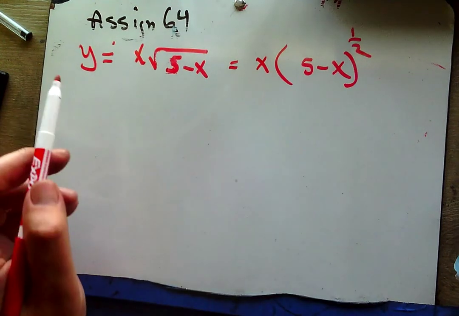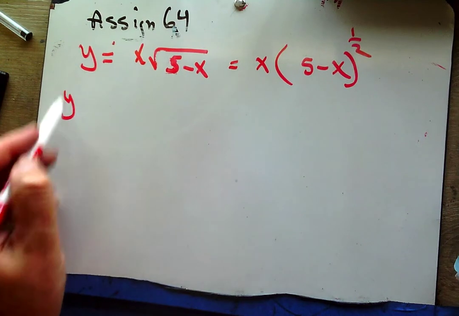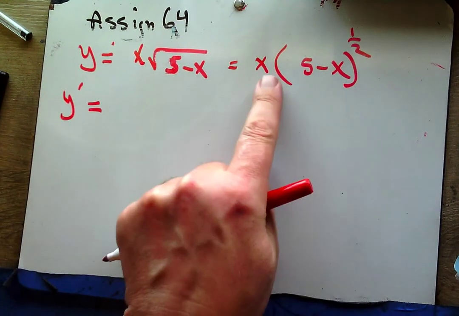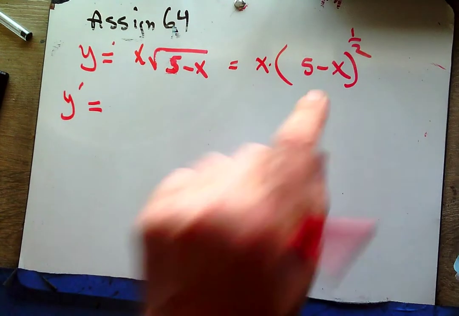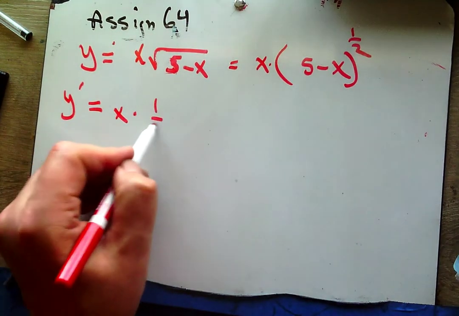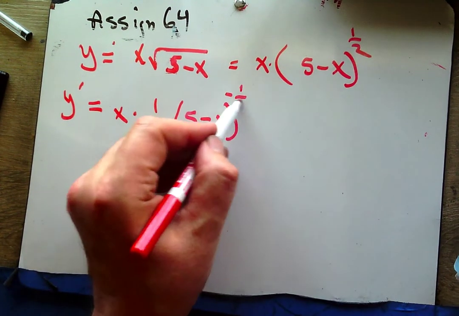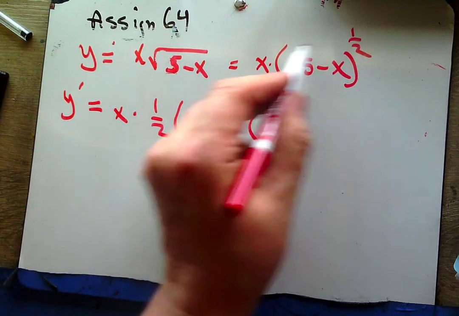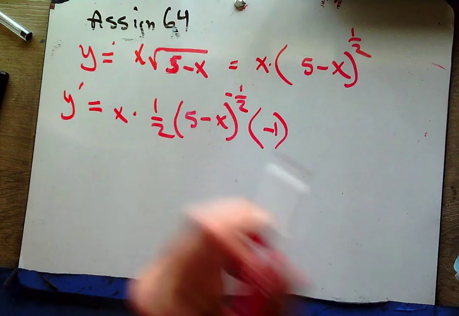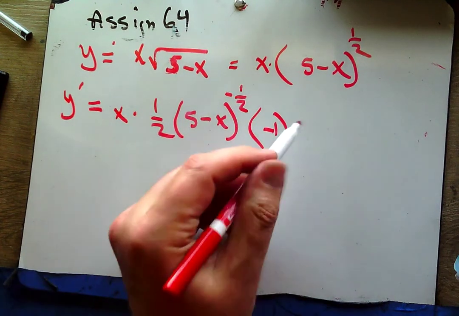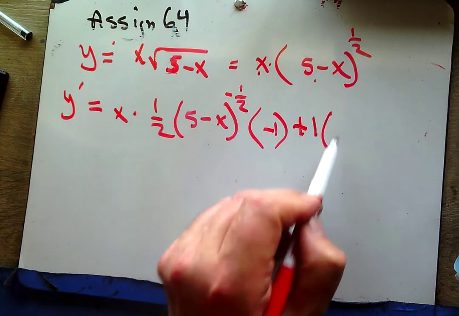So, in order to figure out increasing or decreasing and maxes and mins, I need y prime. That's the derivative of this product. So this times the derivative of that. You get x times 1/2 (5 minus x), don't forget to subtract 1, times the derivative of that inside stuff, which is negative 1. Done? No, no, no. That was only the first half of the product rule. Now we need plus this times the derivative of that.